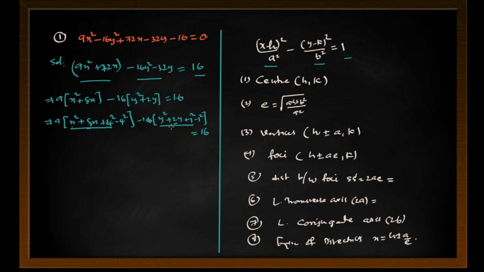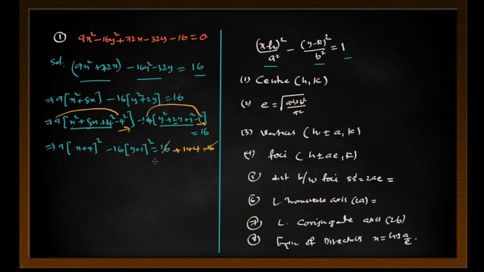If you consider the first 3 terms, it becomes 9 times (x plus 4) whole square minus 16 times (y plus 1) whole square equals 16. What about this? 9 times 16 is 144, minus becomes plus 144, and 16 times 1 is 16, minus of minus is plus, so plus will become minus 16.